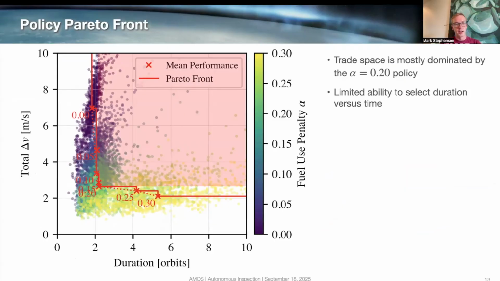That policy we were looking at, the alpha equals 0.2 policy, ends up dominating the vast majority of that trade space. Sure, you can get slightly faster inspection times at the cost of significantly more fuel and vice versa, but overall, there is not a huge amount of ability to select between your inspection time versus the amount of fuel used.